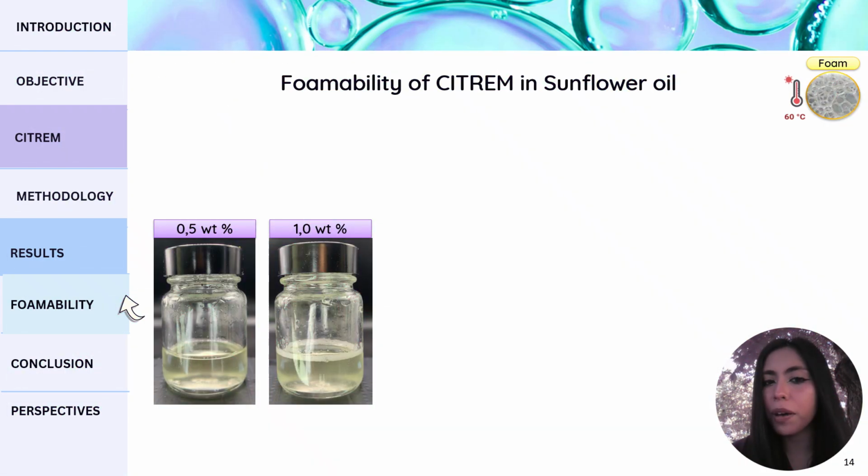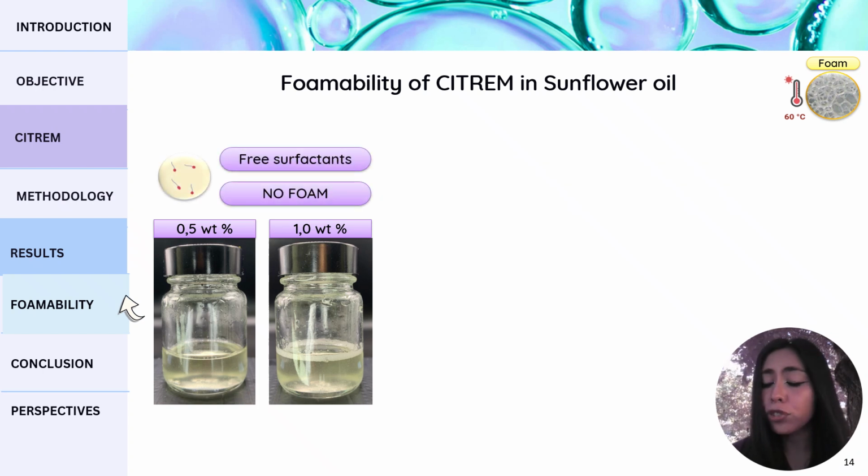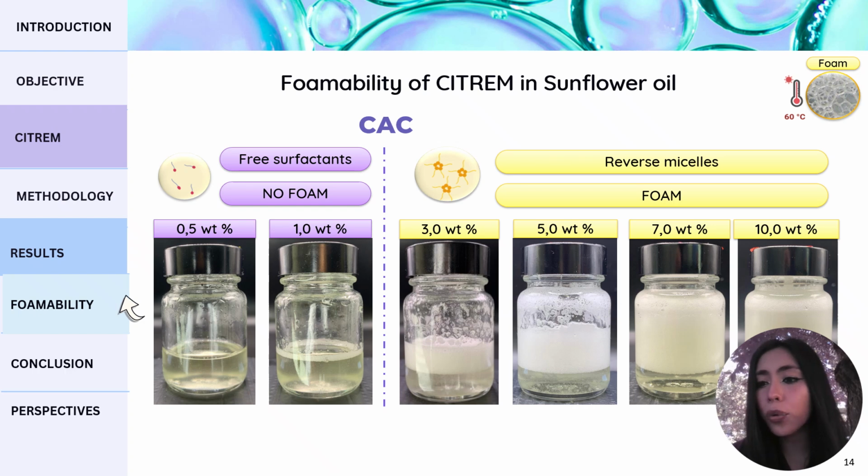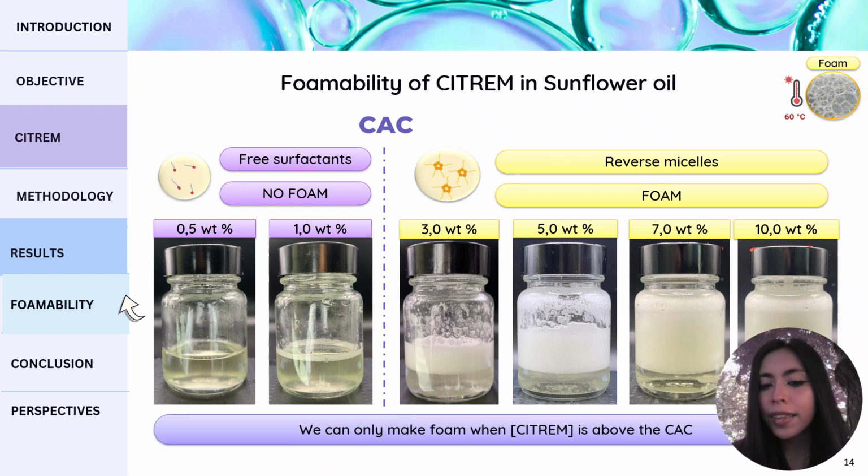Talking about the foamability of Citrem in sunflower oil, we can see that at very low concentrations, we have free surfactants and no foam. But above the critical aggregation concentration, we have these reverse micelles and we have foam. This is important because in this case we can only make foam when the concentration of Citrem is above the critical aggregation concentration.